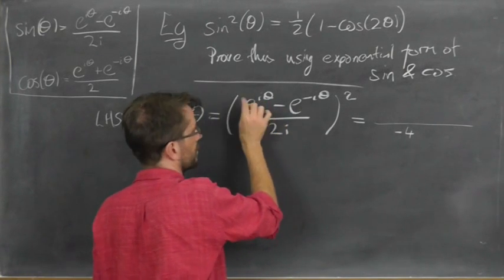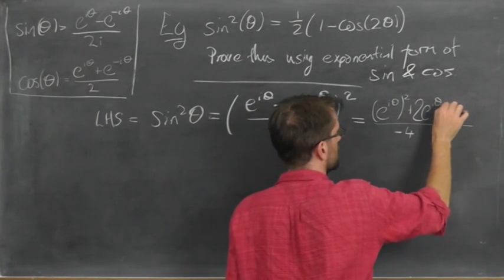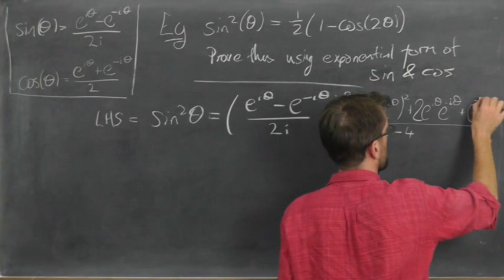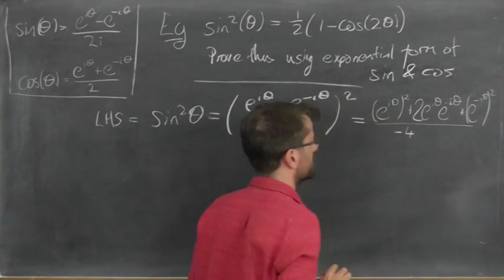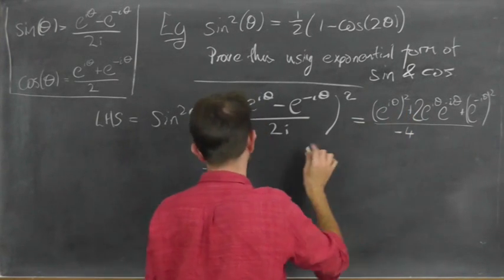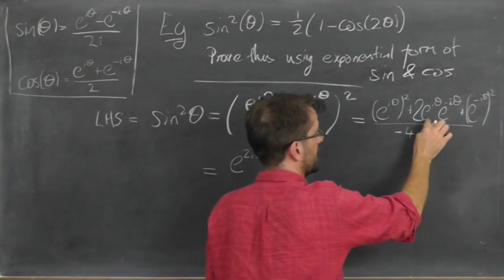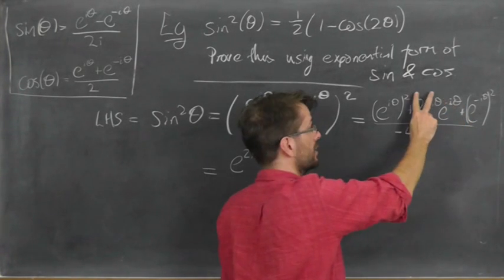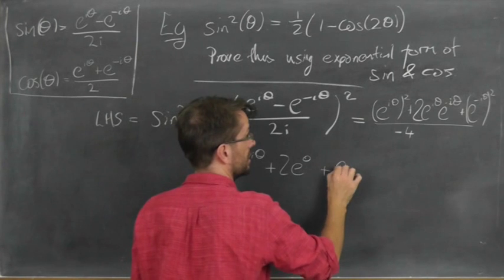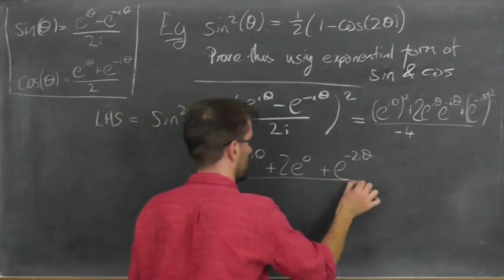On the top we just square the top, so that's going to come out at e to the i theta squared, minus twice the cross terms, e to the i theta times e to the minus i theta, plus e to the minus i theta, squared. Okay, so just expanding this out. Something to a power squared is just the same as something to twice that power. So just using the power rules here, we get e to the 2i theta plus, multiplying e to the i theta by e to the minus i theta, the rules of indices say we just add the two indices, so that gives us 0, so that's minus 2 e to the 0, plus e to the minus 2i theta. Again, something squared, we just multiply the index by 2. And that's all over minus 4.